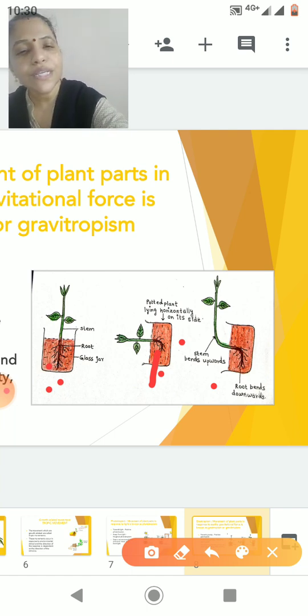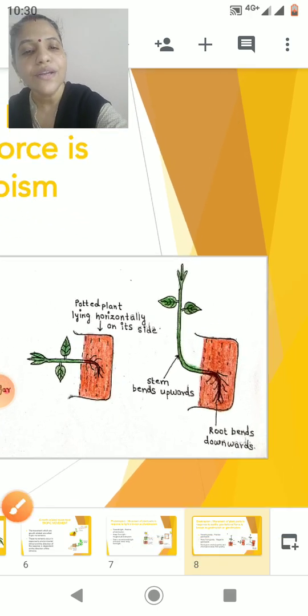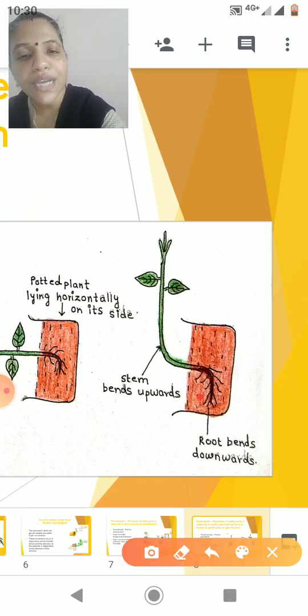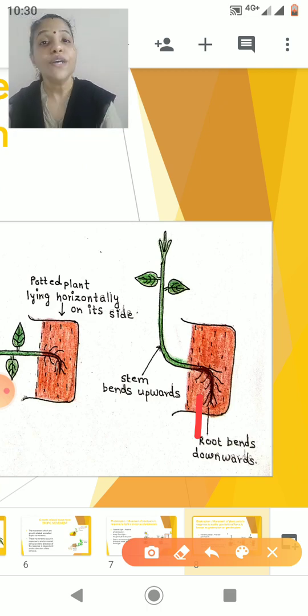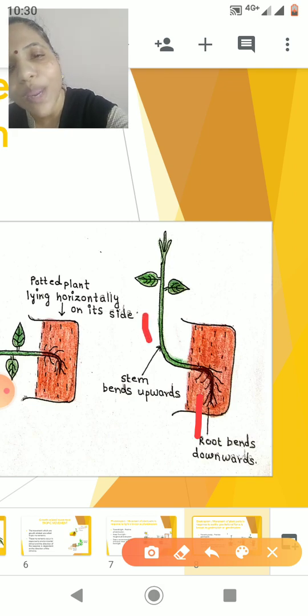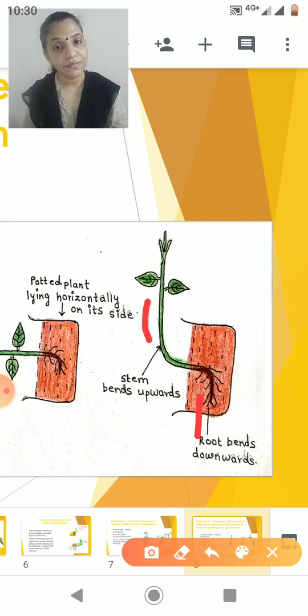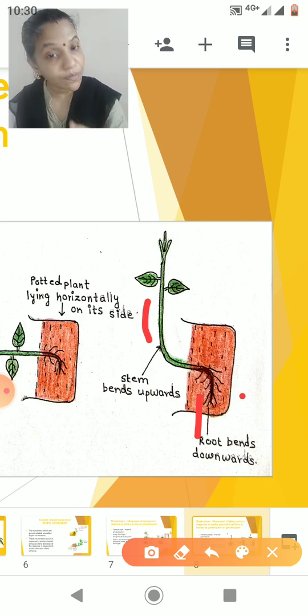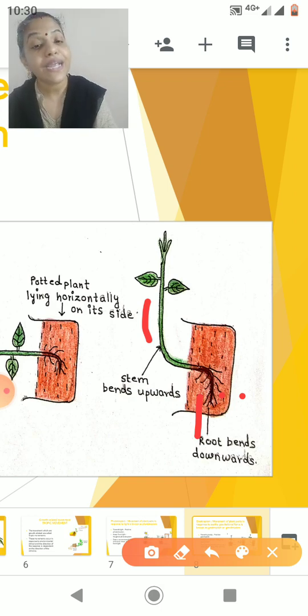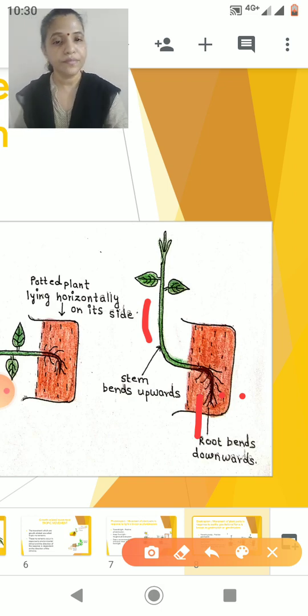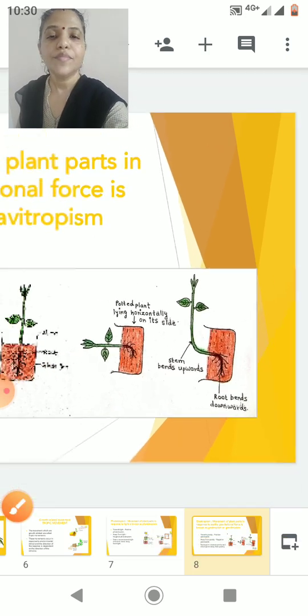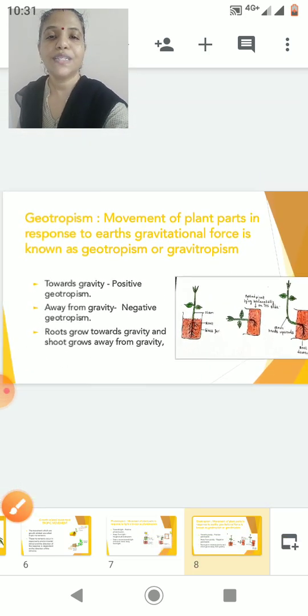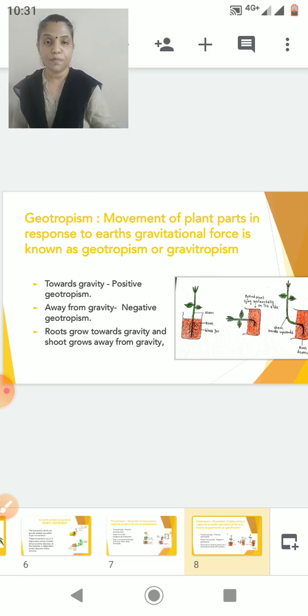Here you can see the root is bending towards the gravity, towards the earth, whereas you can see here the stem is moving away from the gravity. So here we can say the root is positively geotropic, whereas the stem is negatively geotropic. So that was regarding geotropism or gravitropism.